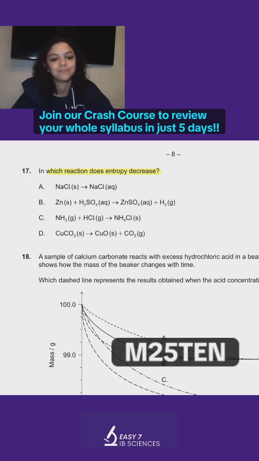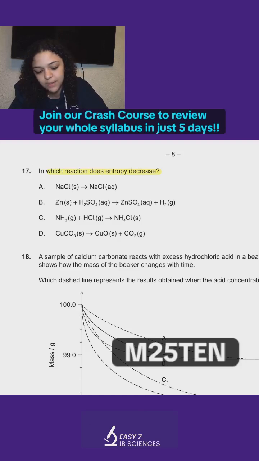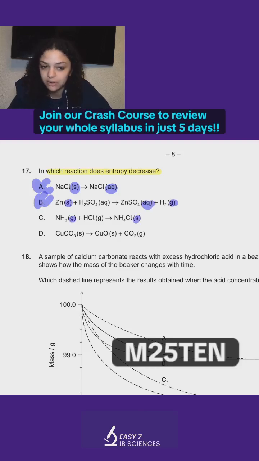Oh, yeah, okay, good. Good job, Isabel. She said a less ordered state to a more ordered state. So a decrease would be a gas to solid. Exactly. Very nice. So here we see a more ordered state, solid to aqueous. So it's definitely not A. Here we see solid to aqueous and gas again. Definitely not B. Here we see gas to solid. That's more like it. So my answer is going to be C.